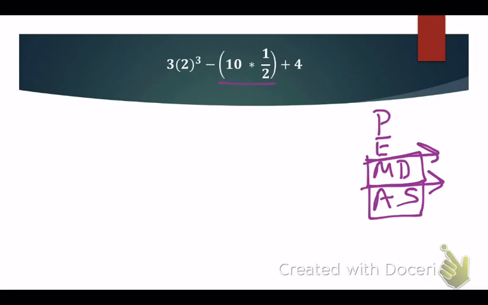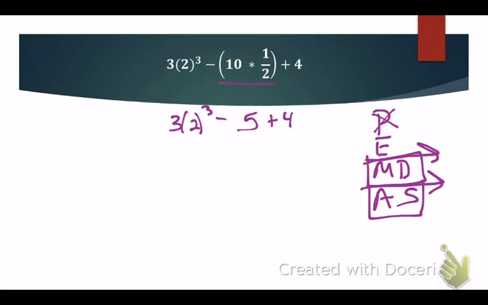So we're going to put that one down below. We're going to say 5. I'm going to rewrite everything else, so it's 3 times 2 cubed minus 5 plus 4. I'm also on the right side going to cross off the P because I am done with my parentheses. The next one is exponents.